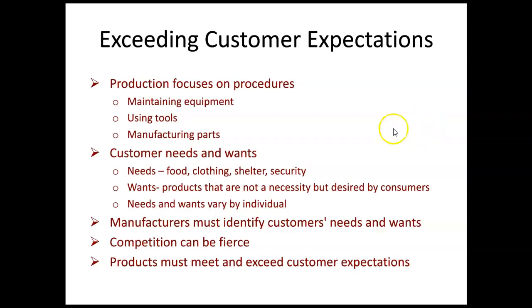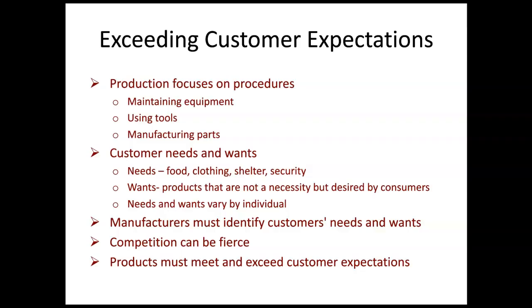As we talk about different customers, most of the time in manufacturing, we're really talking about production. And production focuses on procedures, and those procedures might be how to maintain equipment, how to use the different tools, or how to actually manufacture parts. They might also include procedures on how to pack a part or how to ship and who to ship to. So we've got to pay attention to what those procedures are and use those to help meet and exceed customer expectations.